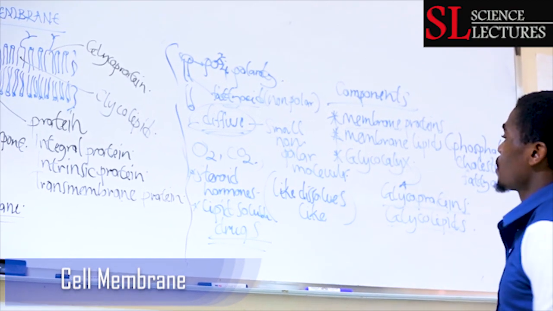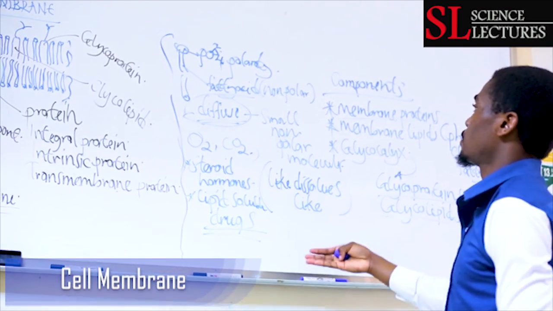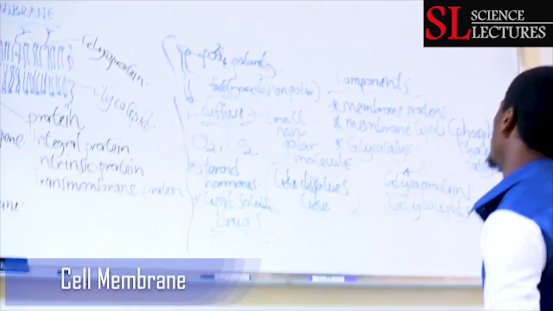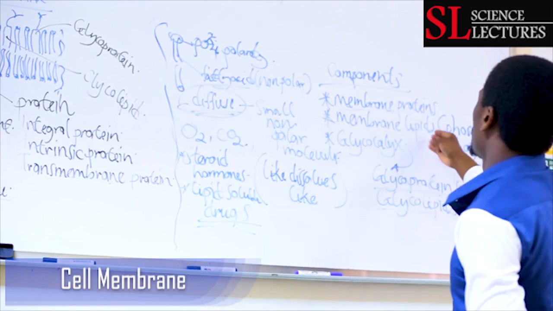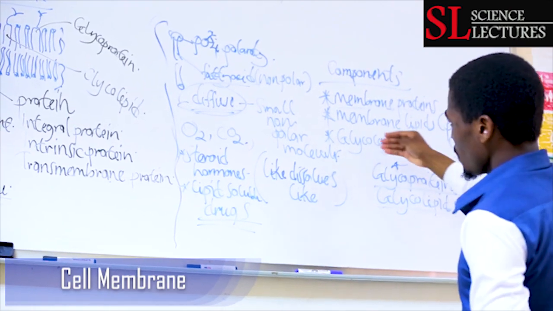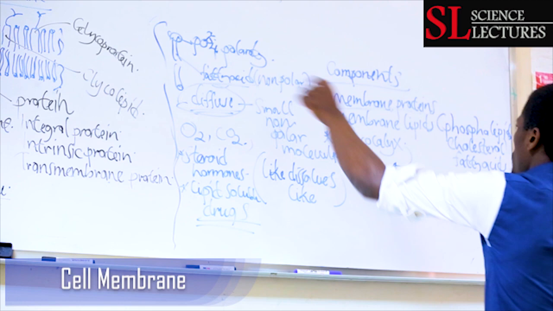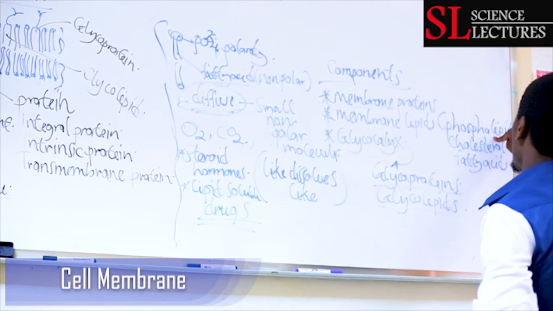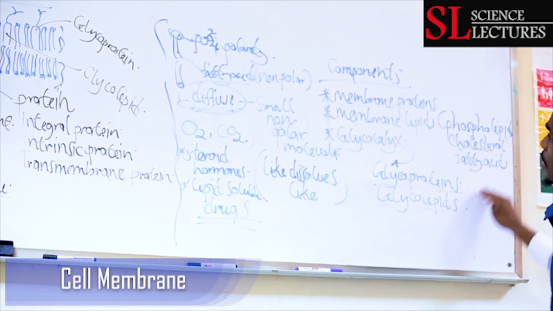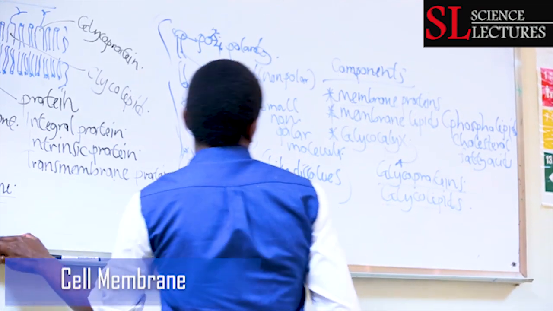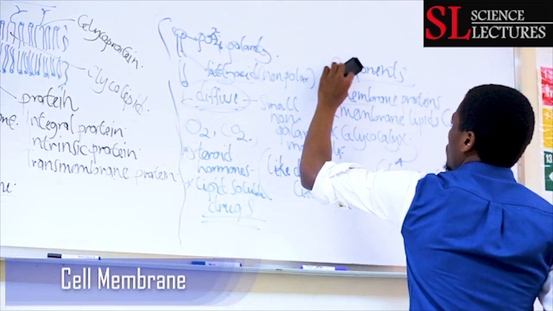Why do they diffuse via the non-polar membrane? Because we know like dissolves like. So that is simply what it is all about. We are still looking at the membrane lipids. We've seen the phospholipids and the fatty acids. But again, we need to elaborate more about these fatty acids.